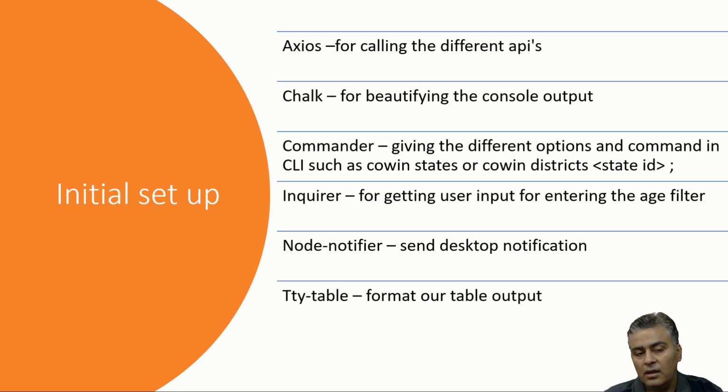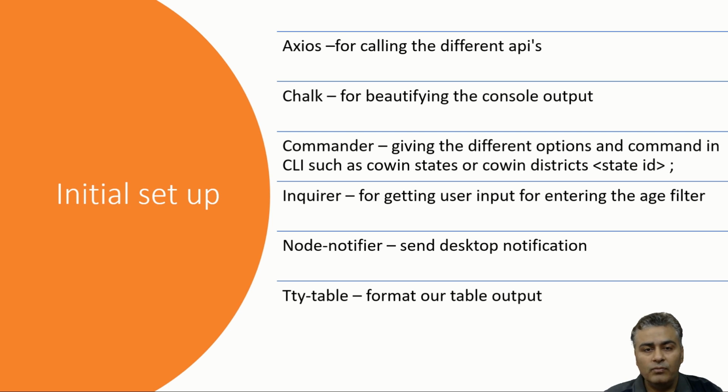So thinking about what all we will need, one is that we'll be making an API call to the server where the slots are, so we will need Axios. This is a package. We'll have a look at it. Then we'll also need to beautify our terminal output, which we will do via chalk, and we will use Tty-table as another package for making your table output beautiful.